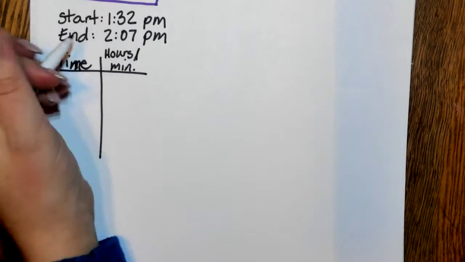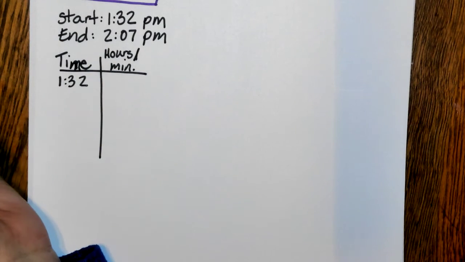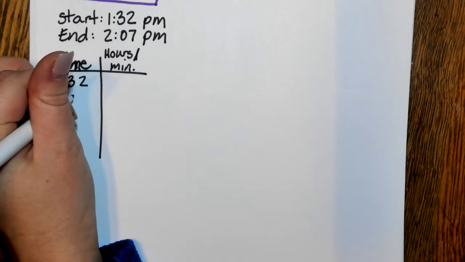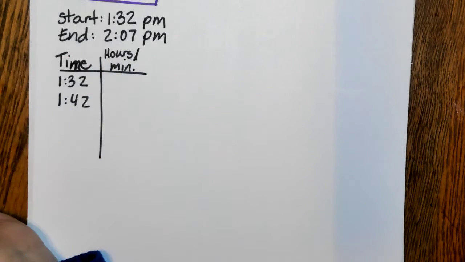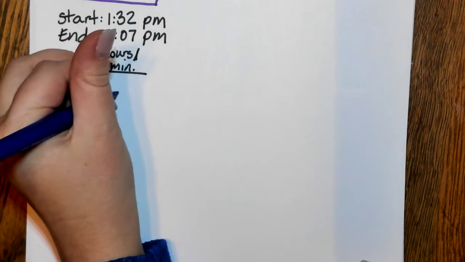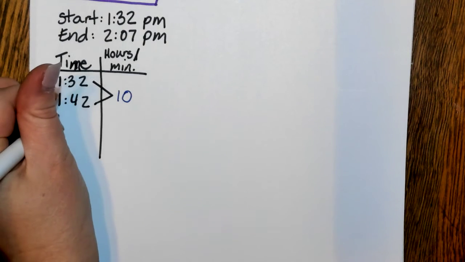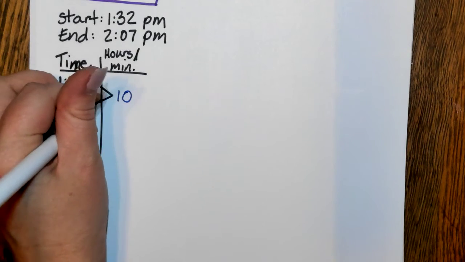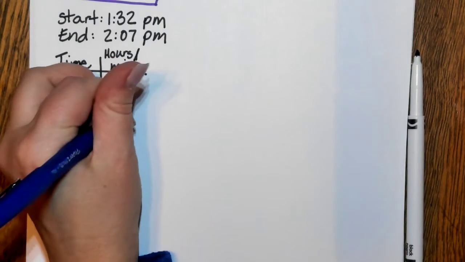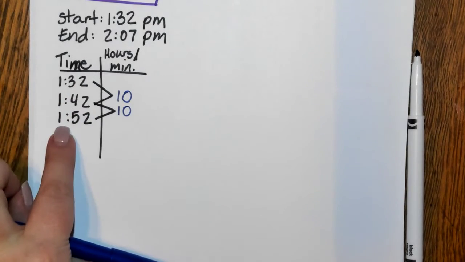Now we're going to begin at 1:32. Now I'm going to make a hop. Let's say I'm going to make a hop to 1:42. That hop is 10 minutes. Now I'm going to make another hop. And that is 10 minutes. Do you see what I'm doing? I'm making my hops and keeping track of how far I've made it.